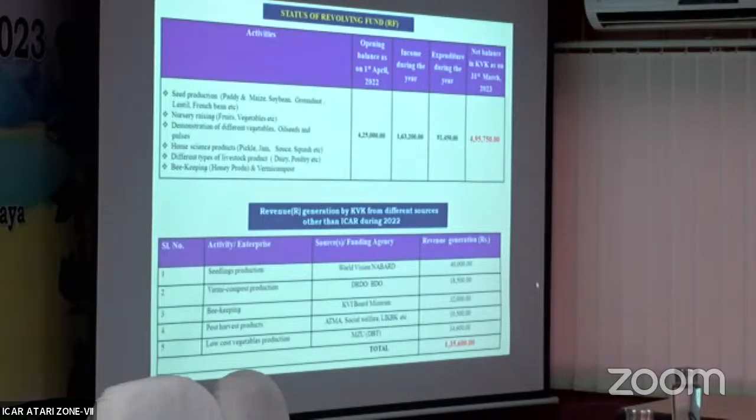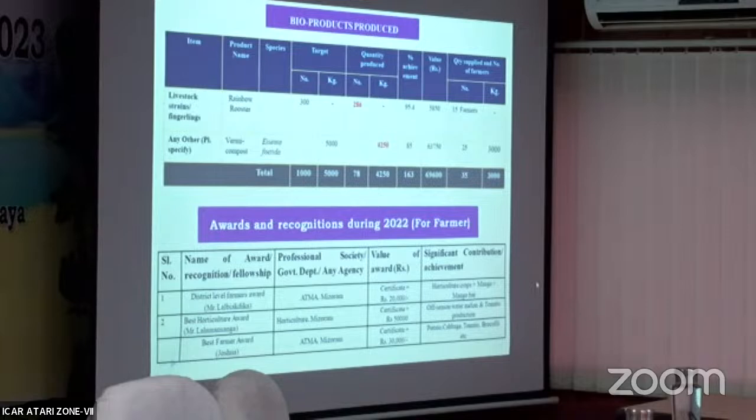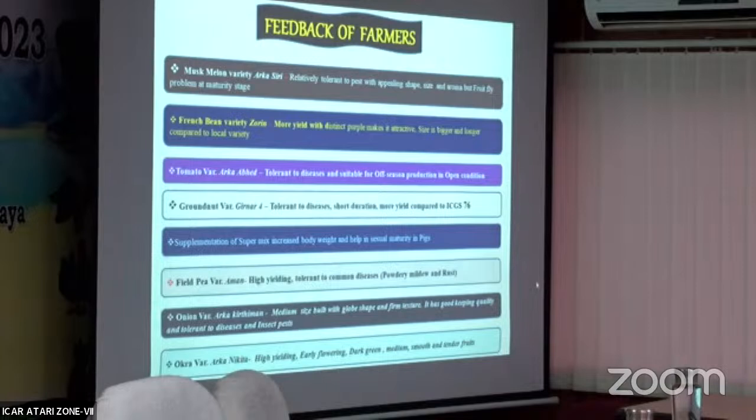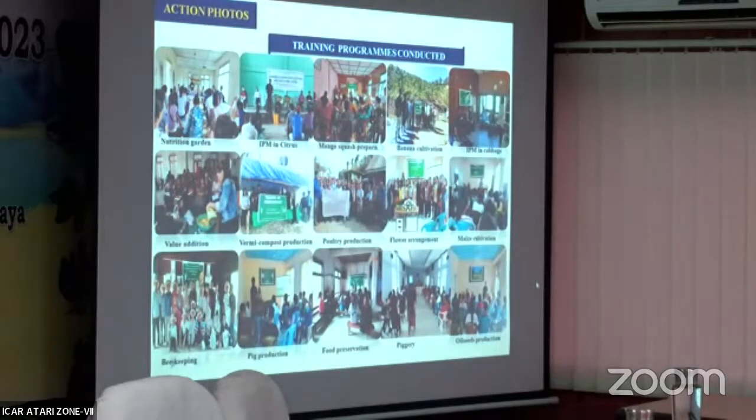Status of revolving fund, presently we have 4.95 lakhs and then 1.35 lakhs have been generated other than ICAR source. In functional cases, almost all the departments have been involved. By-products, and then we have farmer-worthy special programs conducted. Here the feedback, most of the OFTs have been conducted with feedback from the farmers, and then we start important programs, research studies like extension activities.